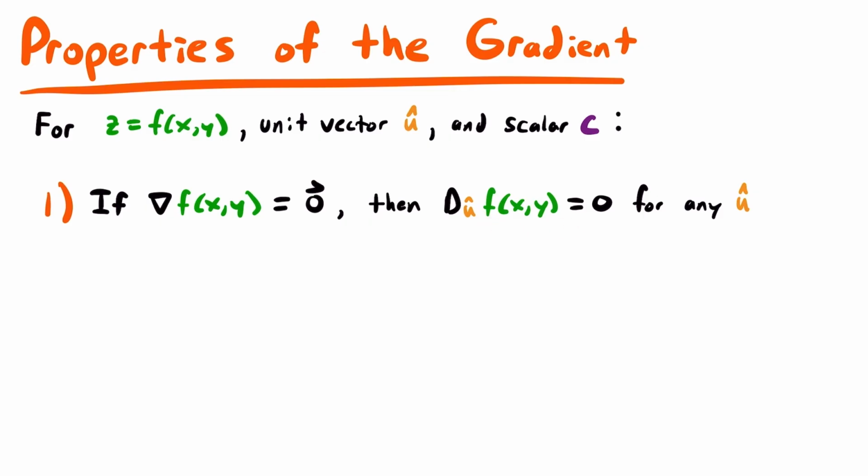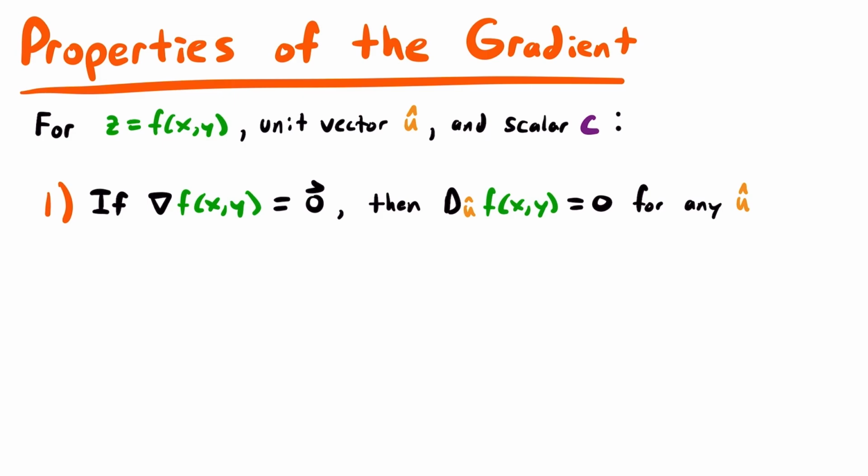And that should make sense if you think back to the alternative formula for the directional derivative that we found in this video. It's the dot product between the gradient vector and the unit vector. And so if the gradient vector is 0, when you calculate that dot product, you're multiplying a component of 0 by both of the x and y components of the unit vector.